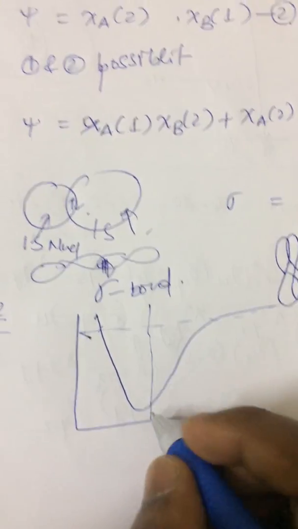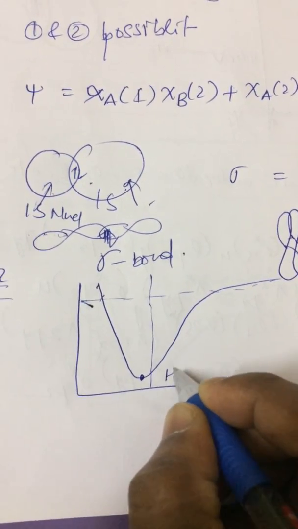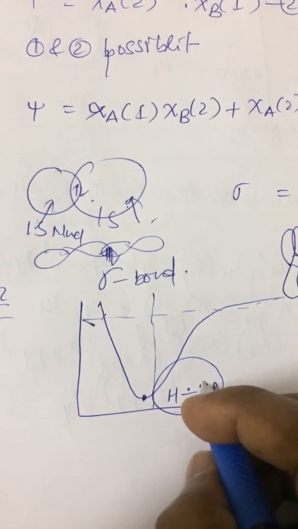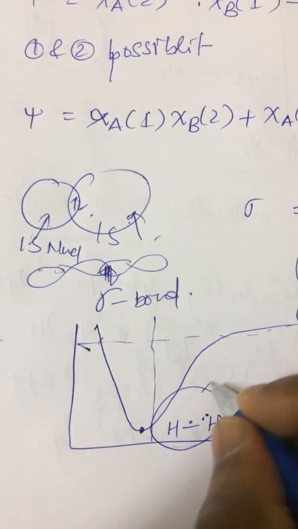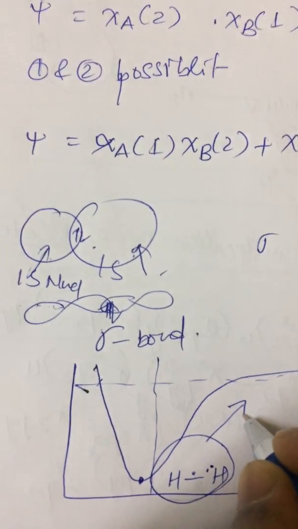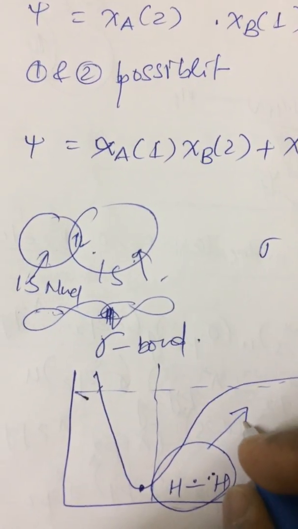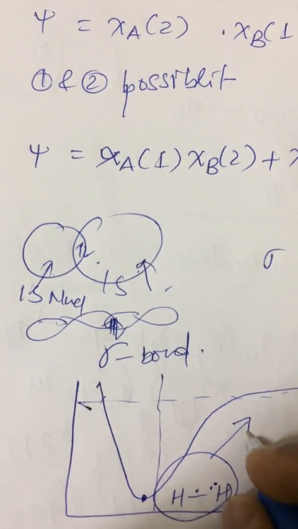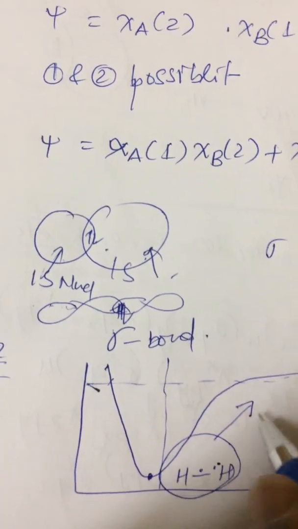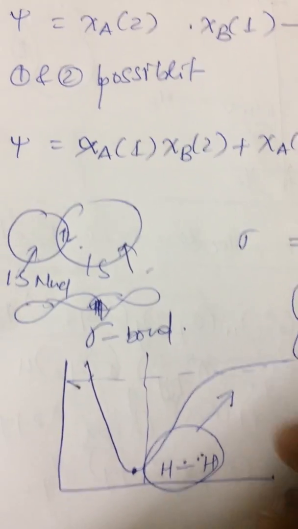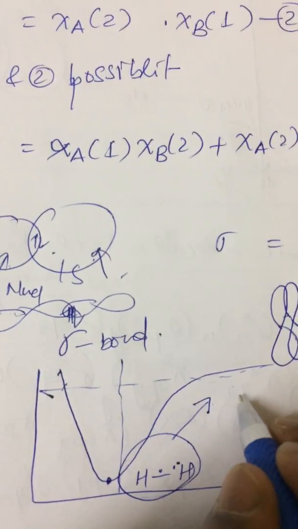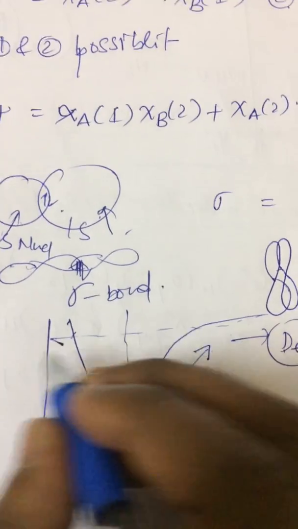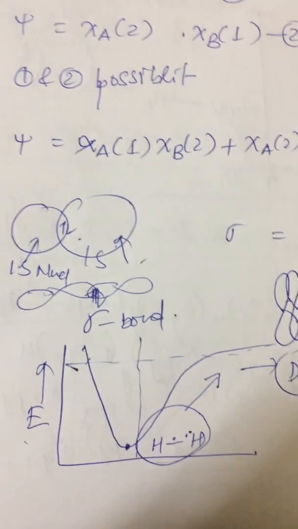So this is the peak point for hydrogen. They form covalent bonds, and here the repulsion increases due to the Coulombic electrostatic force, and that's why the energy again increases. This axis is the internuclear distance, dA, and this is the energy.